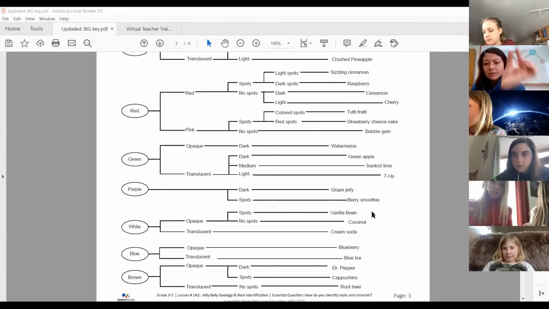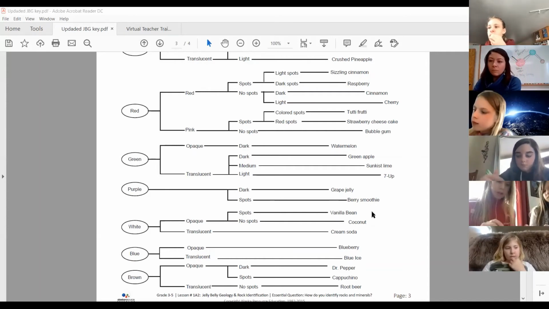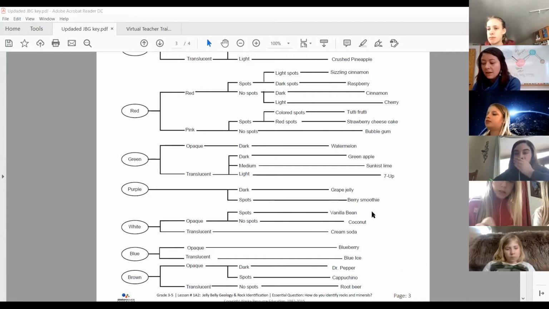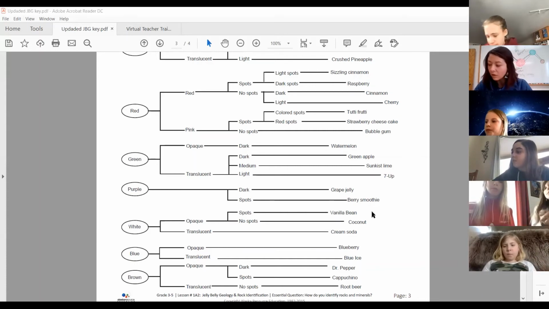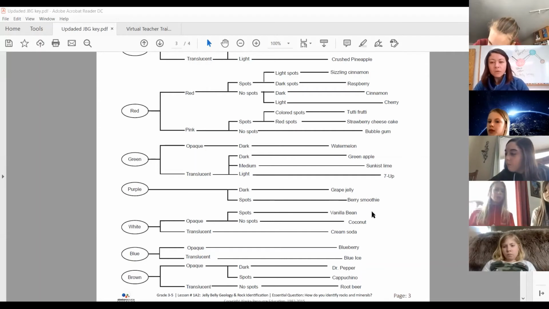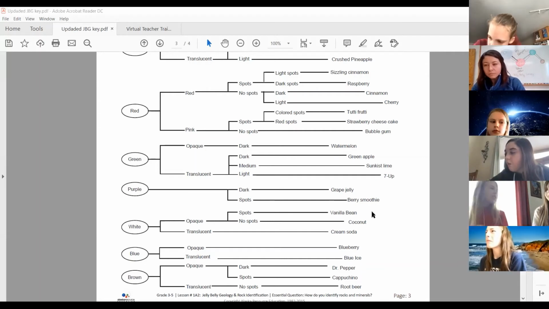So what flavor should this be according to our key? Vanilla bean. Okay. So let's go ahead and test it. Mine's actually vanilla. Oh yeah, that's vanilla. Vanilla bean. Yeah. Definitely vanilla bean. Awesome. Yeah, that is so good.